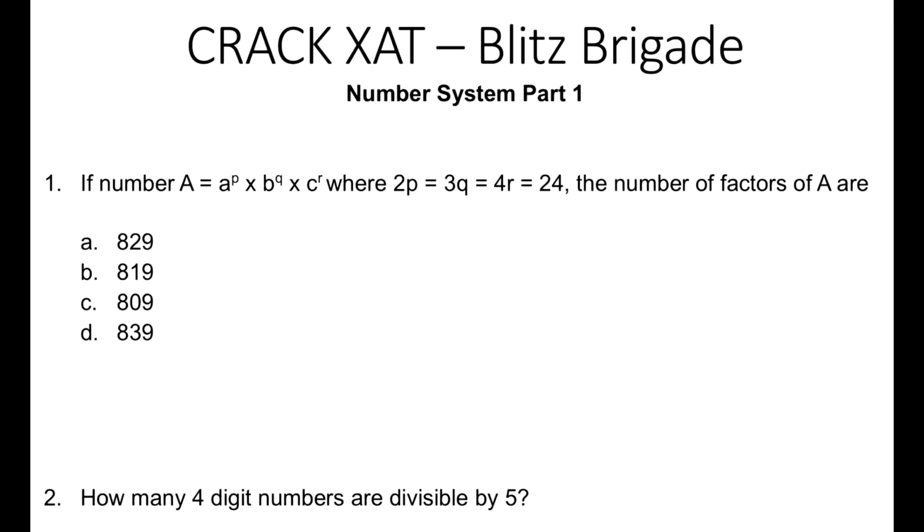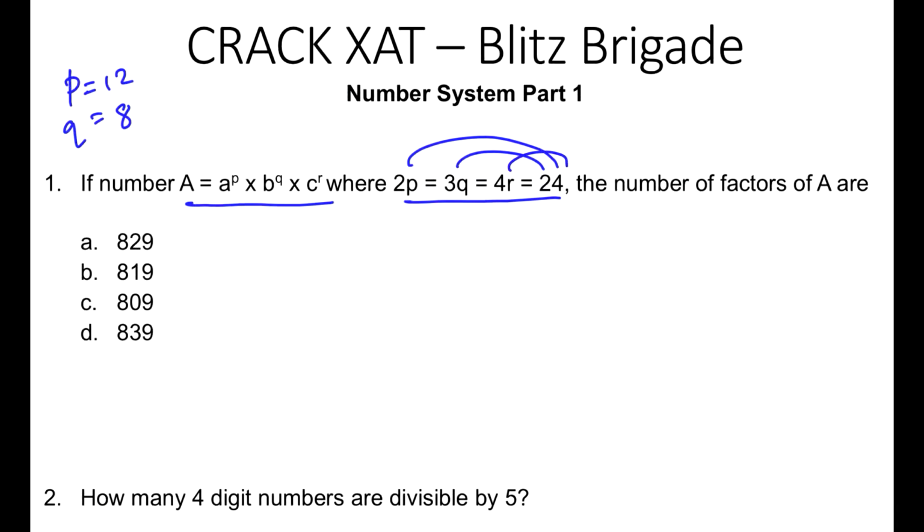The number is given in the terms of powers, and the value of the powers is given over here. So the first thing which we should do is try to find out the value of P, Q, R. तो अगर हमें ये पता है कि 2P is equals to 24 है, तो मेरे लिए P is equals to 12 हो जाएगा. Just like 3Q अगर 24 है, तो मेरे लिए Q equals to 8 हो जाएगा. And अगर 4R is equals to 24, then I'll get the value of R is equals to 6.